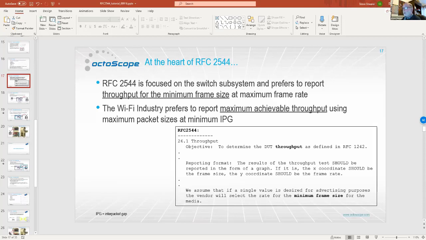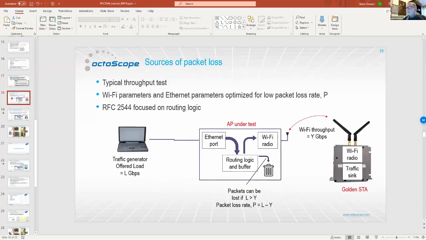Really, to hammer that hard, one tends to look at throughput for minimum frame size. When we start looking at Wi-Fi, in the Wi-Fi community, we prefer to report maximum achievable throughput, and very often this is done with large packet sizes, and we all know about aggregated MPDUs and all of these kinds of things. So there's a kind of nuanced difference in there.